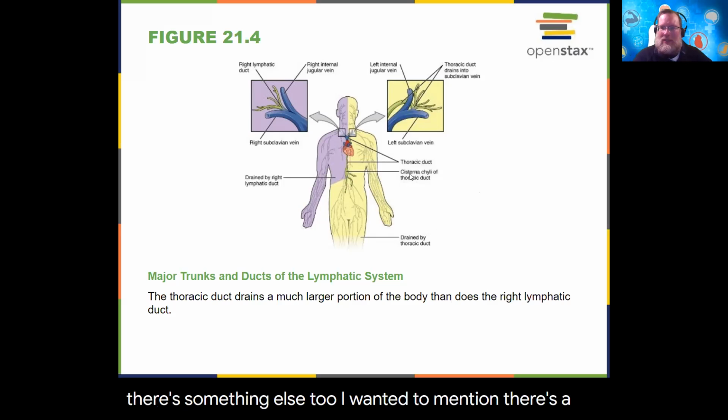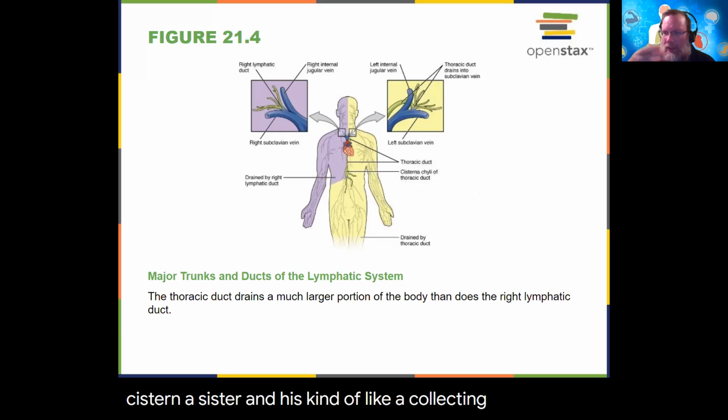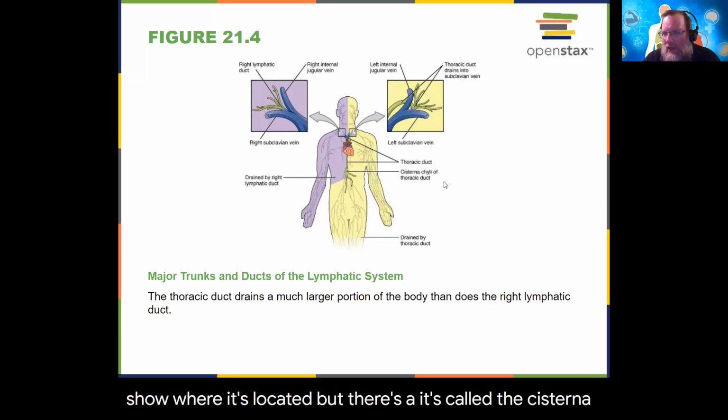There's a cistern. A cistern is kind of like a collecting container. I think a lot of farmers and other folks will have a cistern on their property to collect water, like rainwater. So we've got a cistern just below the diaphragm, around where the stomach, pancreas, and small intestines are. You can see where they're trying to show where it's located, but it's called the cisterna chyli.